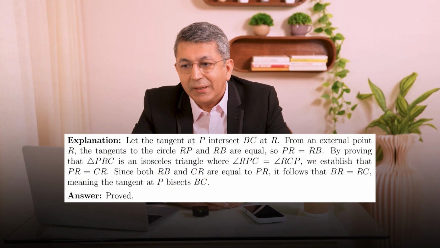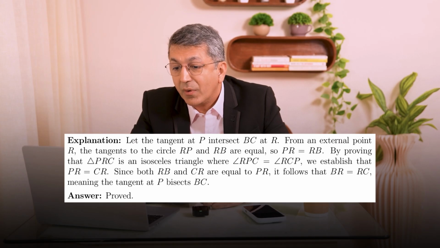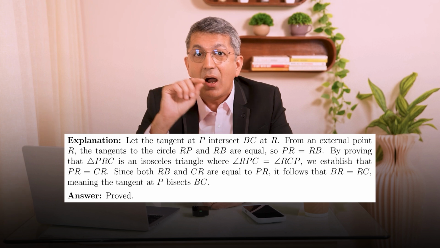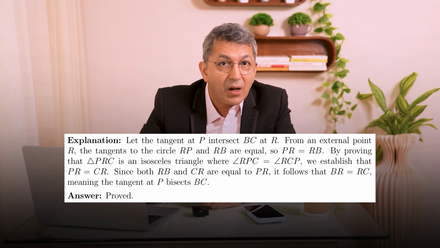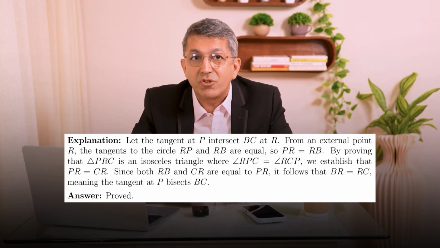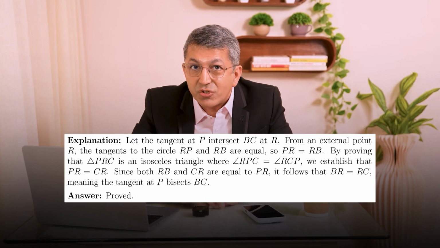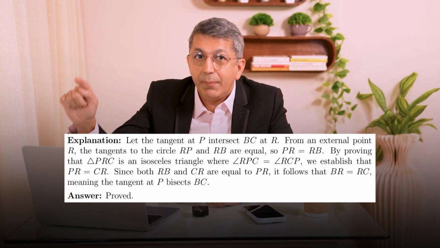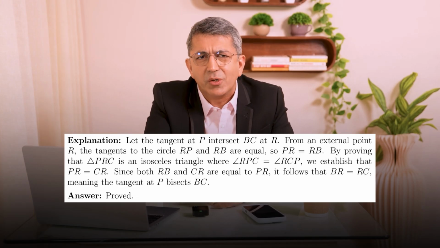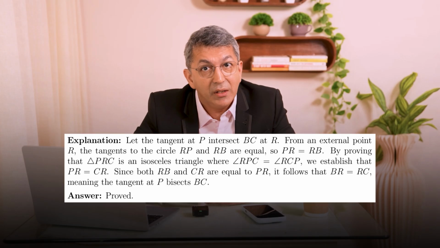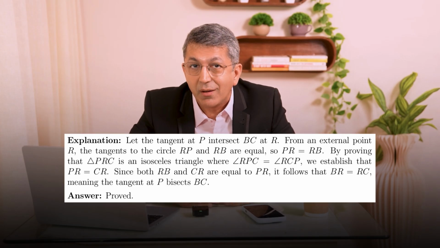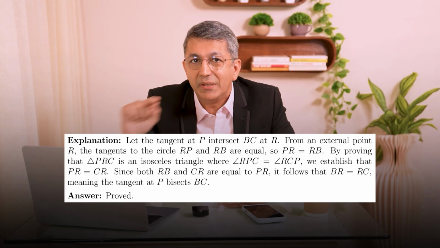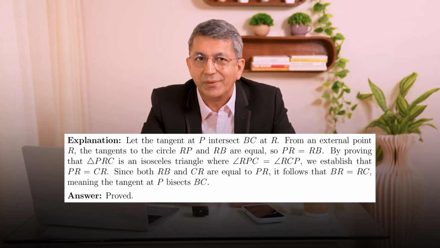Let the tangent at P intersect BC at R. From an external point R, the tangents to the circle RP and RB are equal. So PR is equal to RB. By proving that triangle PRC is an isosceles triangle where angle RPC is equal to angle RCP, we establish that PR is equal to CR. Since both RB and CR are equal to PR, it follows that BR is equal to RC, meaning the tangent at P bisects BC. Answer: proved.